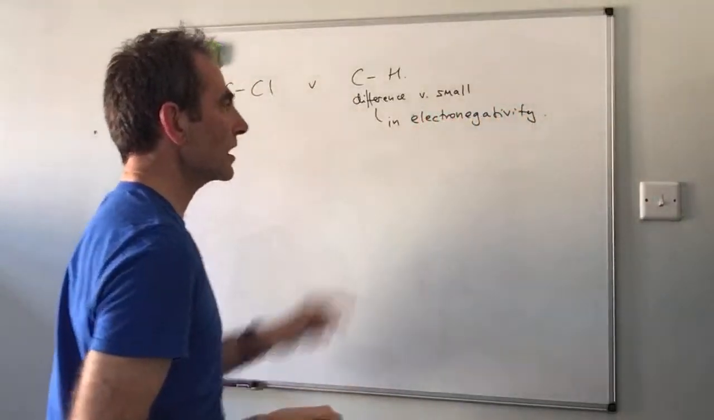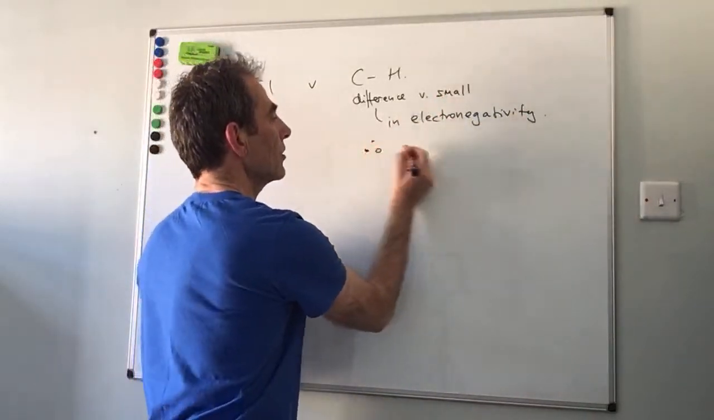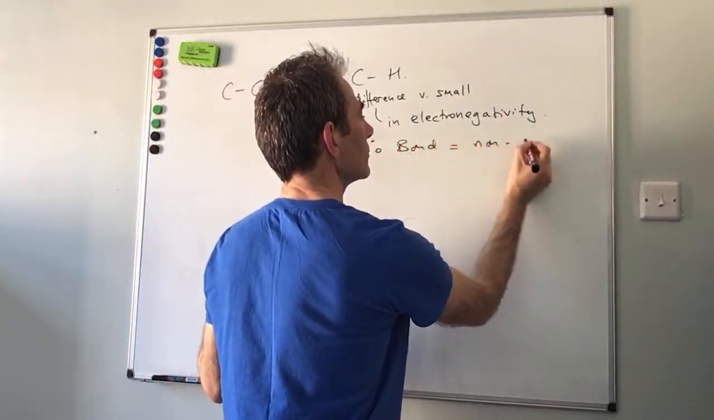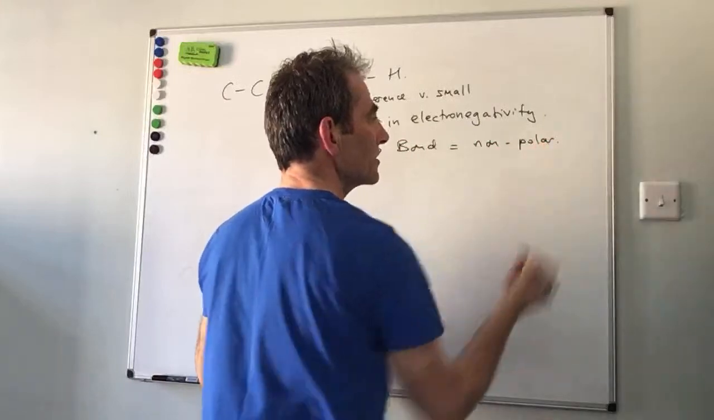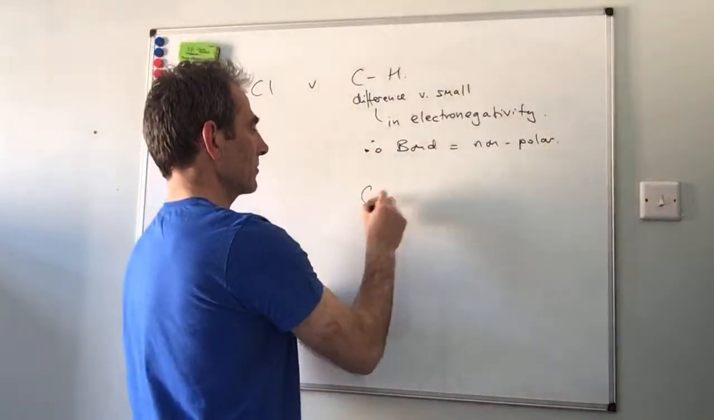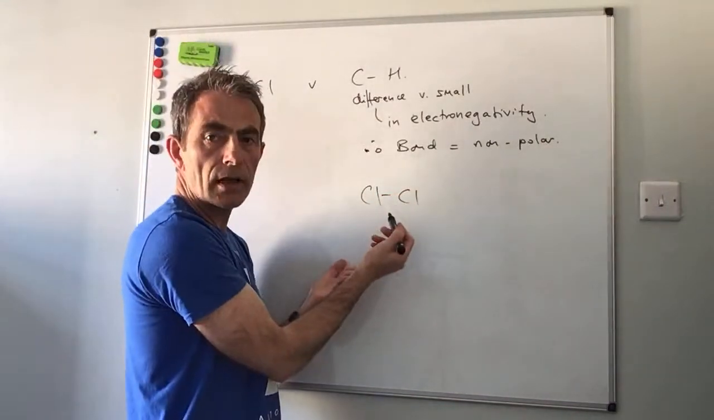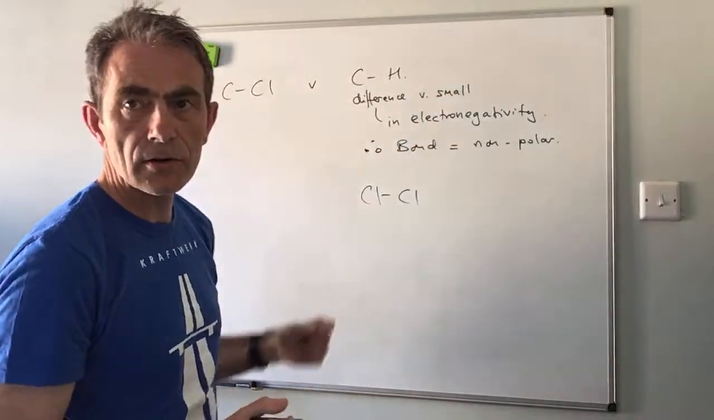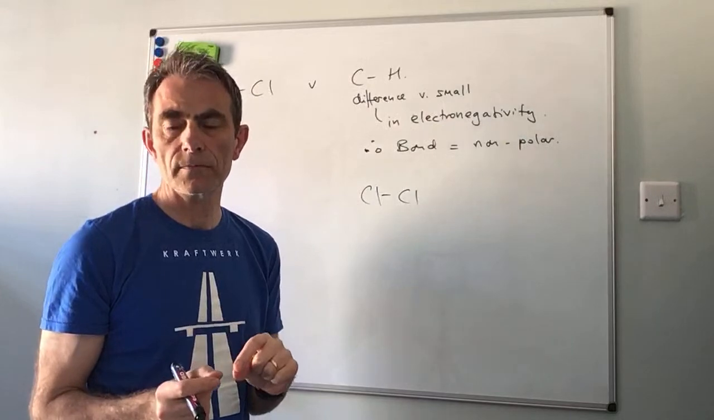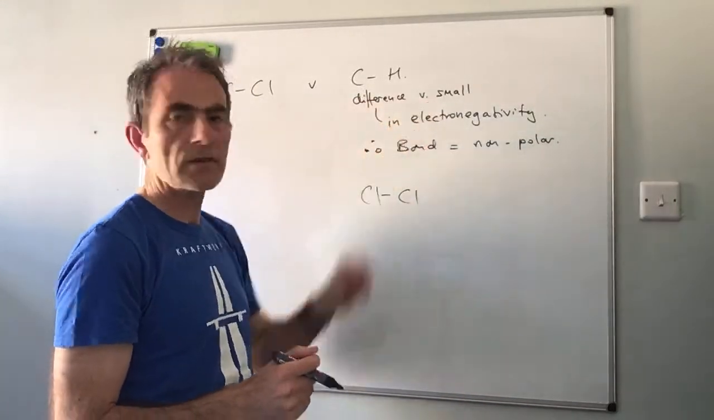So the difference in electronegativity is very small, therefore the bond is non-polar. And at A level, apart from bonds like Cl-Cl, where you've got the same atom, that's obviously non-polar, the C-H bond is the only bond with different atoms in that you would class as non-polar. Okay? So C-H bond is non-polar due to the very small difference in electronegativity.